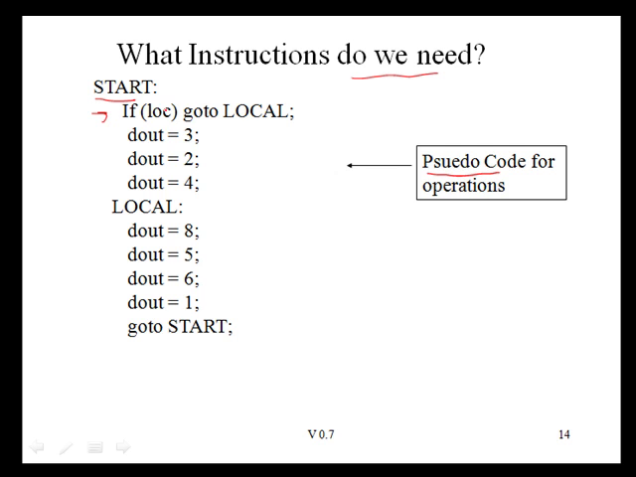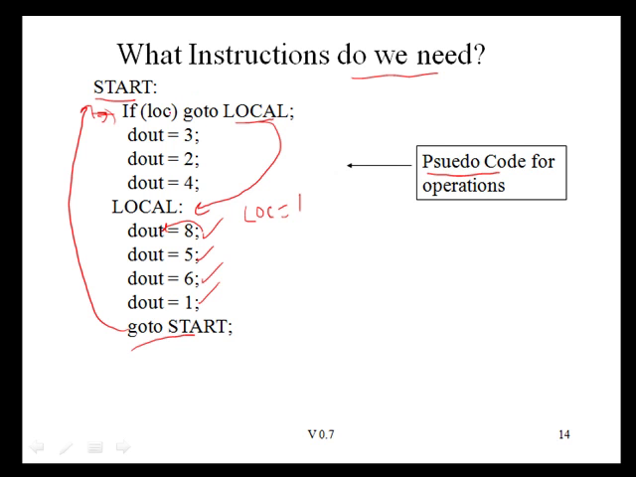And this statement will say if loc is equal to true, go to local, which means that if loc is equal to a 1, we're going to jump to this place in the program. So if loc is equal to 1, we'll jump here, and then we'll start executing these statements in sequential order. The first statement, d out equals 8, is going to cause an 8 to appear in the d out bus. Then we're going to move a 5 to the d out bus, a 6 to the d out bus, and display a 1 on the d out bus. Then we're going to execute a go to statement, which is going to cause control to jump back up to the top of the program at this label and begin execution again.